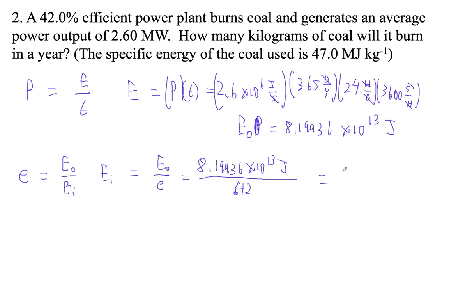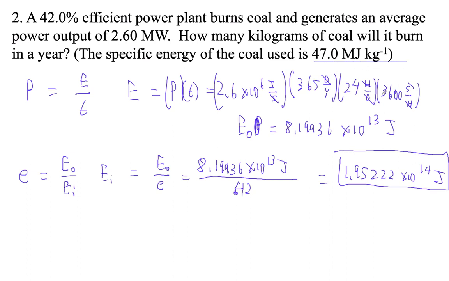And now I've got 1.95222 times 10 to the 14th joules. That's my energy input, and that's got to come from burning coal. So how many kilograms of coal will it burn? Every kilogram has 47 megajoules. There's not really a formula for this, but the energy output of burning something is the mass times the specific energy. So the mass is the energy you need divided by the specific energy.